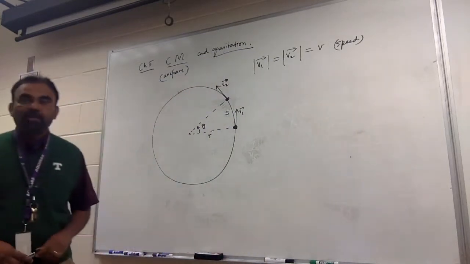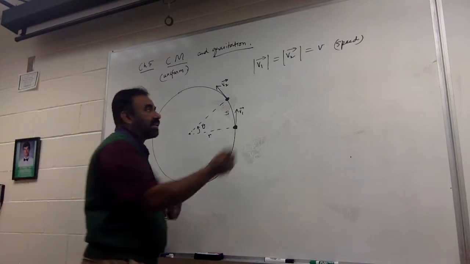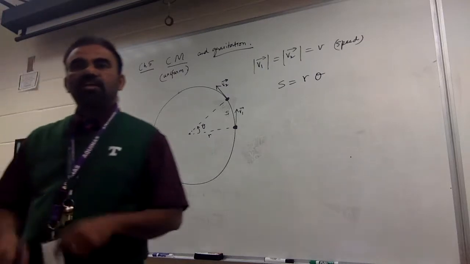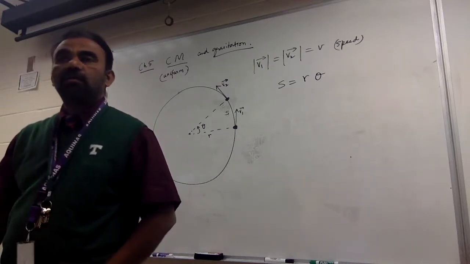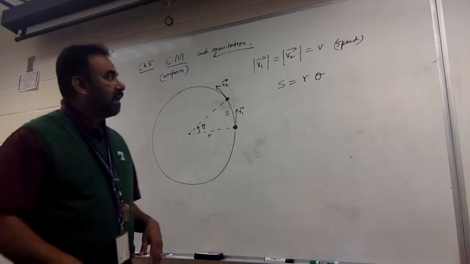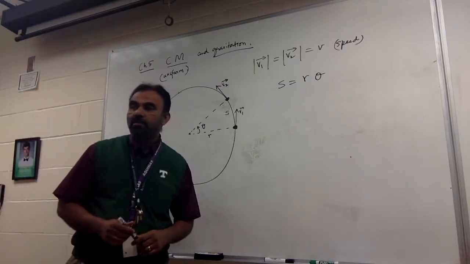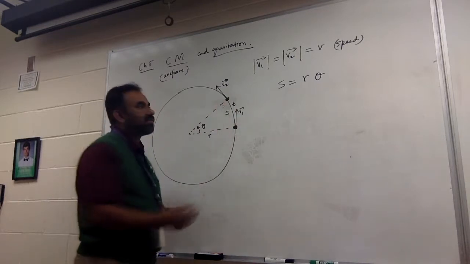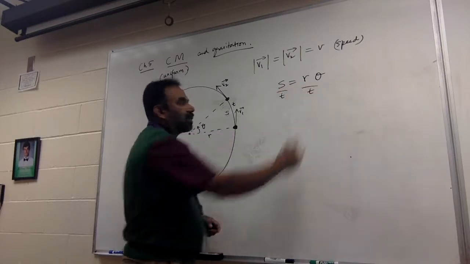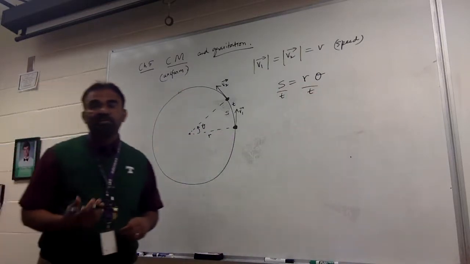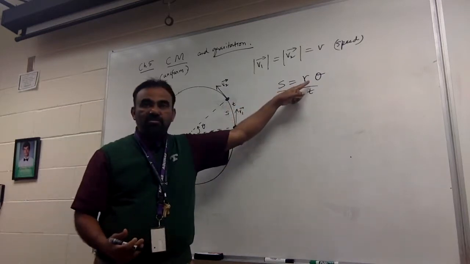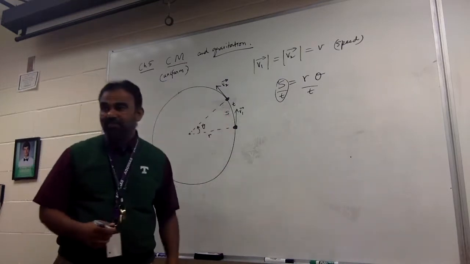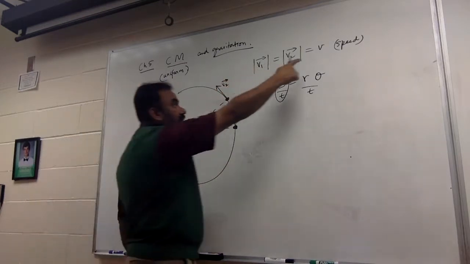All right, coming back to this again. So now we know that S is equal to R theta. If I divide both sides by time, because it is moving from here to here, taking a certain time t, in other words, I'm finding the rate of this versus the rate of that. What is S over t? What is distance over time? Speed.